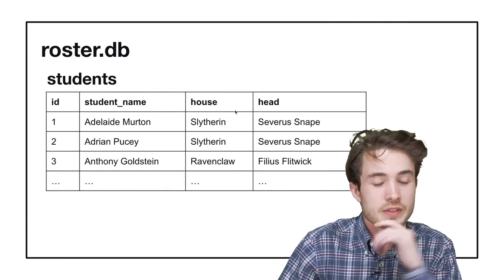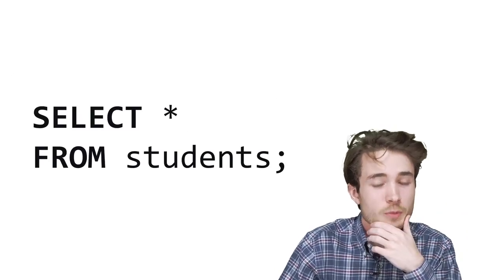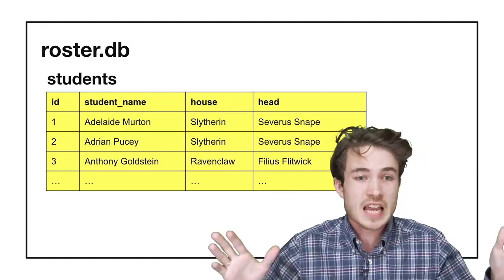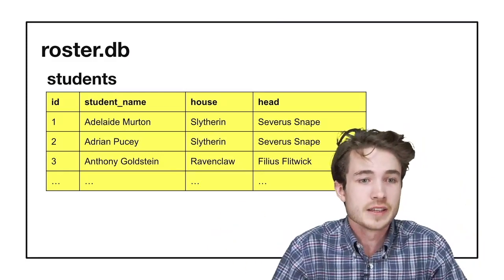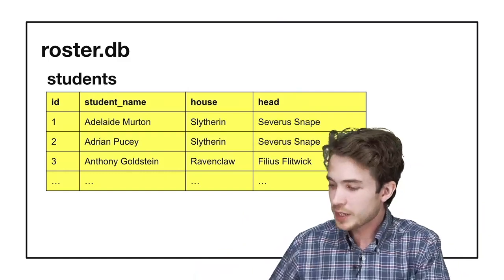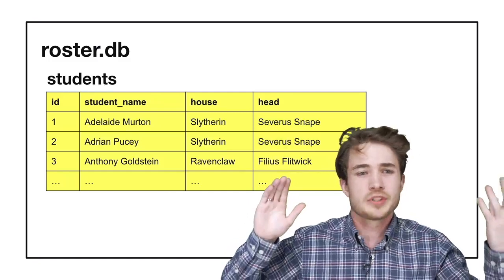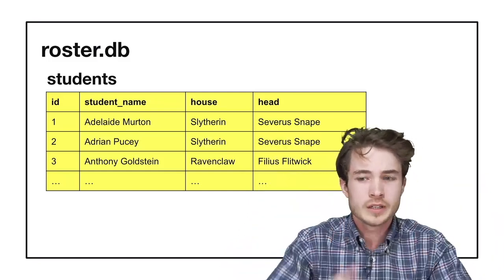So if we had this roster here with a table called students, if we do select star from students, what we'll see is the entire table. We'll select everything in this yellow highlight here. But we could also get more specific, because it's often not good to just select everything. Often we care about some particular set of students or particular column in general.